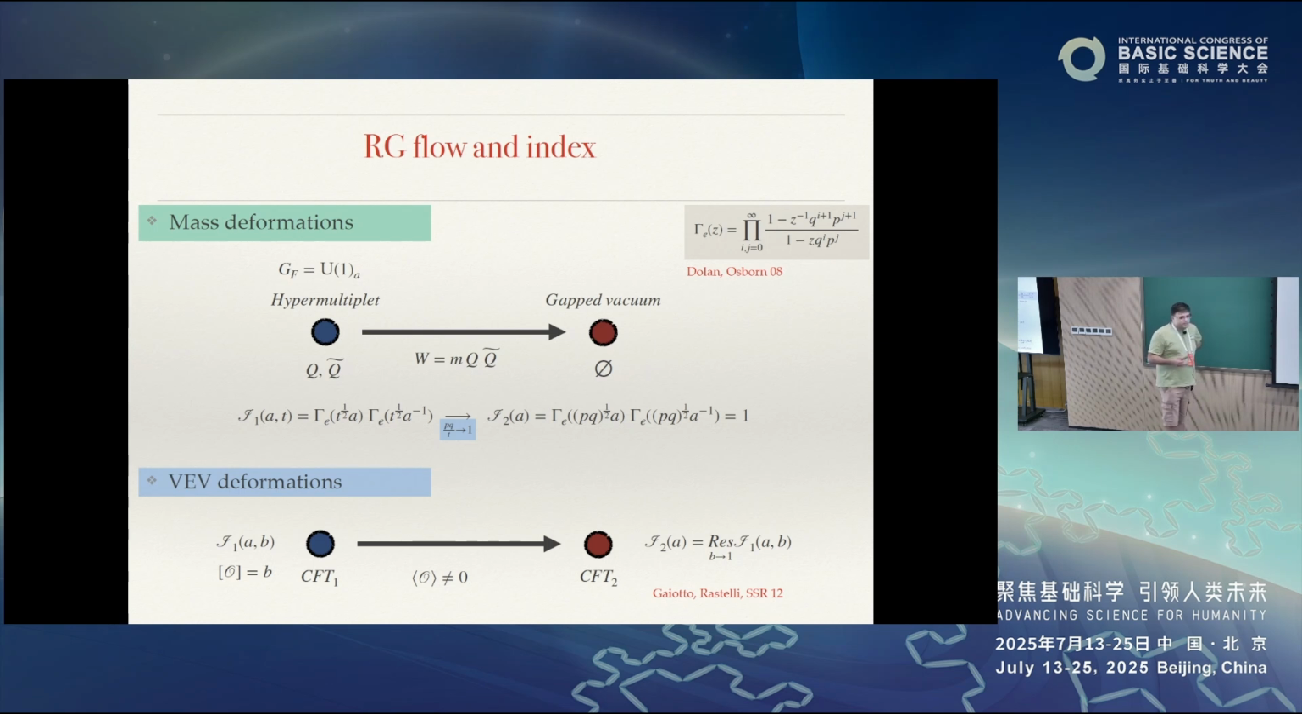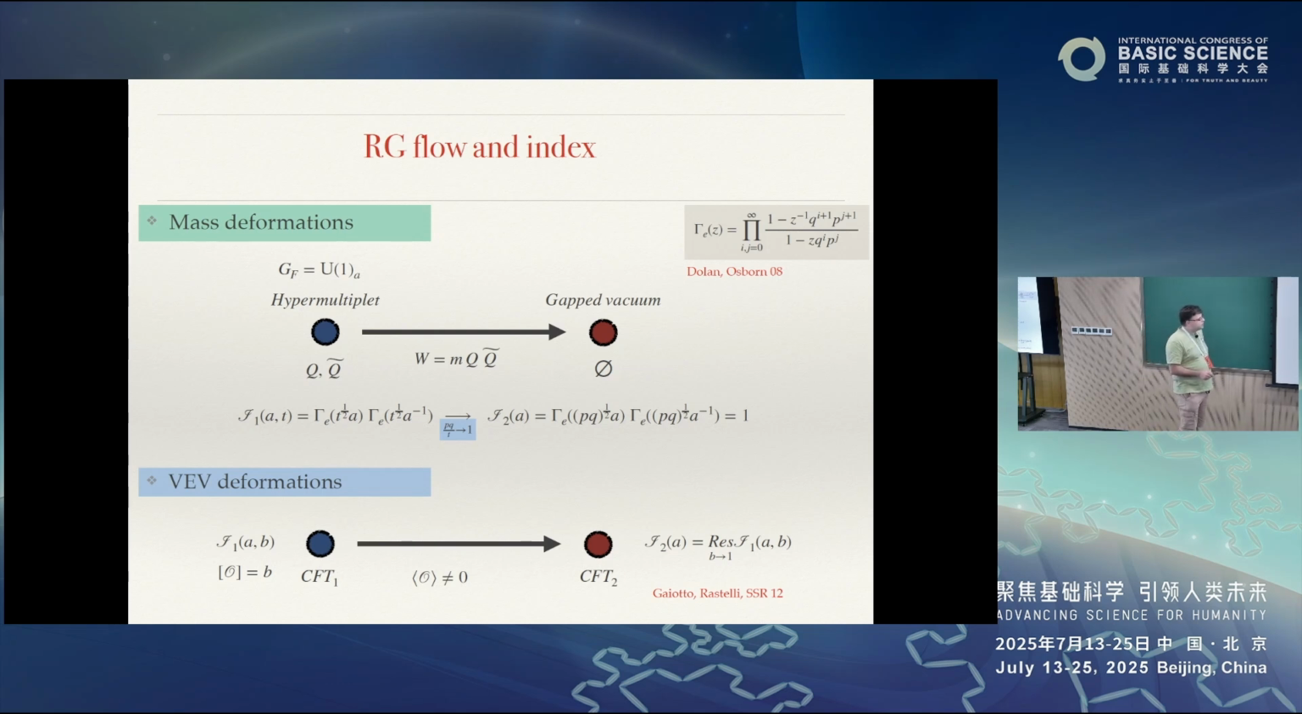Then in the infrared, you gap the system. You don't have anything. Basically, you only have a vacuum. So what you expect is that the index will be equal to 1, because you don't have any modes, any interesting dynamics in the infrared. And the way you do it in the index, as we discussed in general, you specialize some parameters.